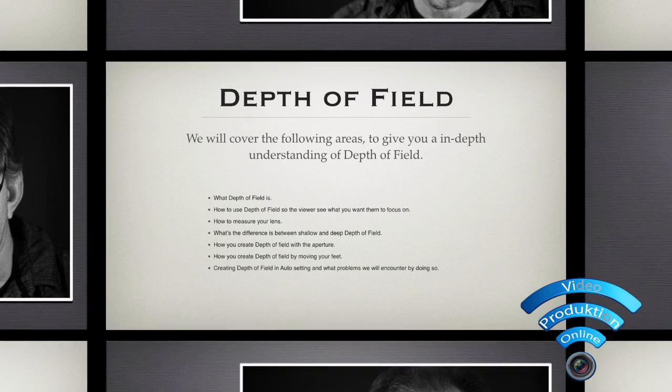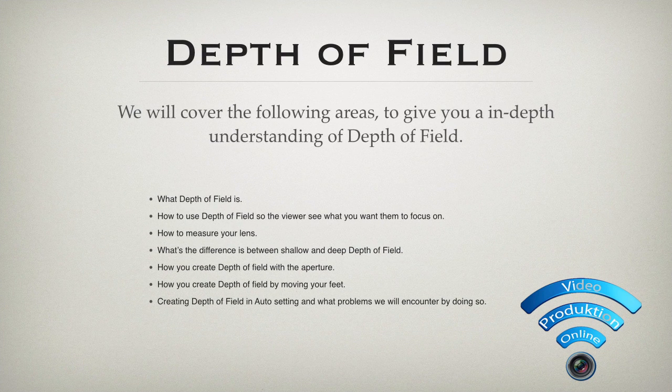In this session of Better Photography with Trevor, I will show you how depth of field is used in film and photography. We will cover the following areas to give you an in-depth understanding of depth of field. What depth of field is, how to use depth of field so the viewer sees what you want them to focus on, how to measure your lens, what's the difference between shallow and deep depth of field, how you create depth of field with the aperture, how you create depth of field by moving your feet, creating depth of field in auto settings and what problems you will encounter by doing so.